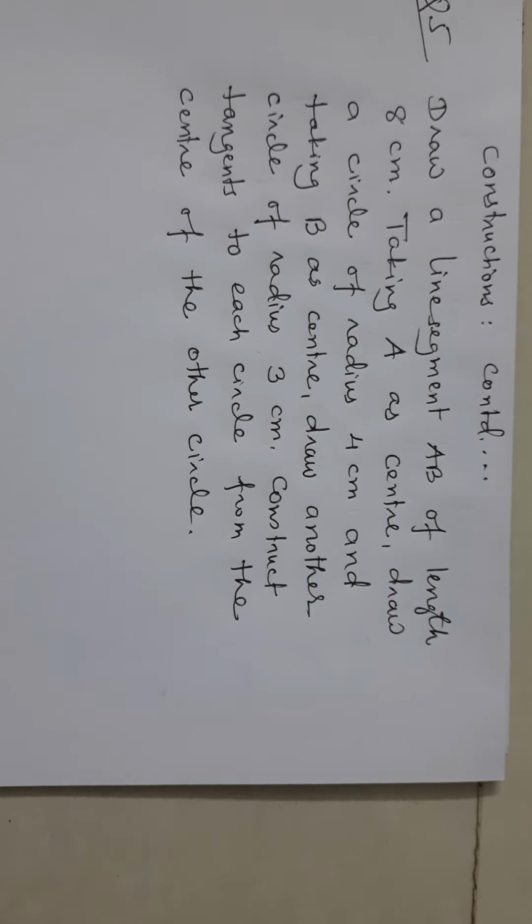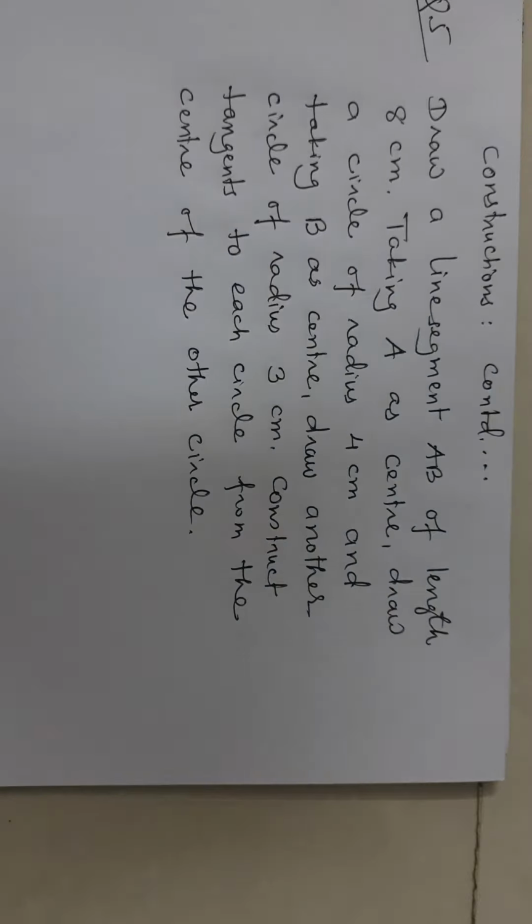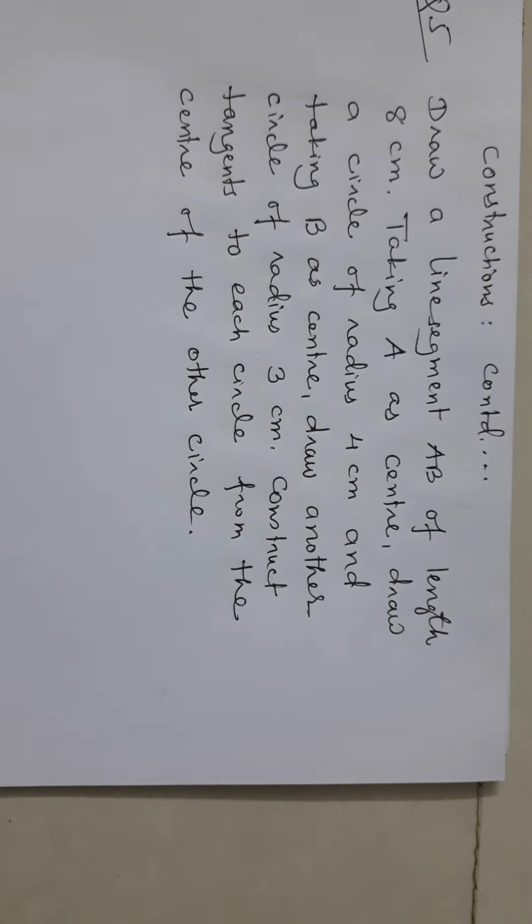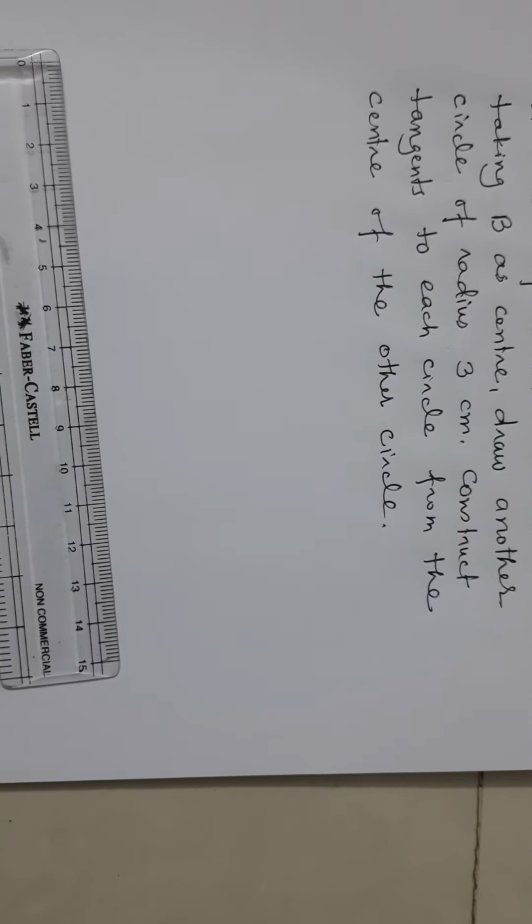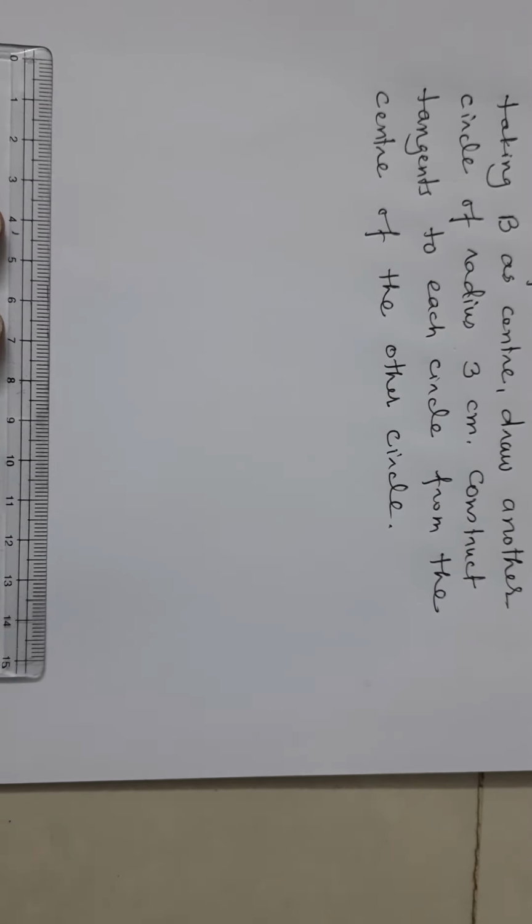Draw line segment AB of length 8 cm. Taking A as the center, draw a circle of radius 4 cm, and taking B as the center, draw another circle of radius 3 cm, and construct a tangent to each circle from the center of the other circle. So first of all we will draw line segment AB of 8 cm.